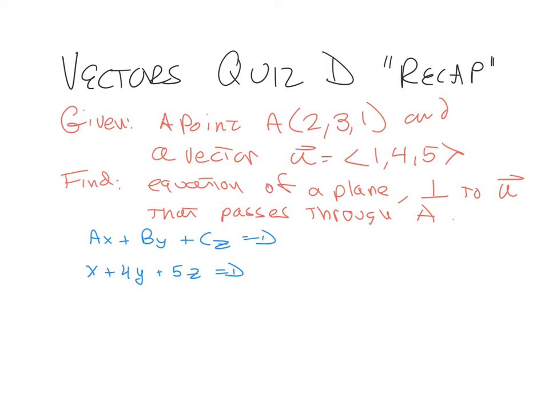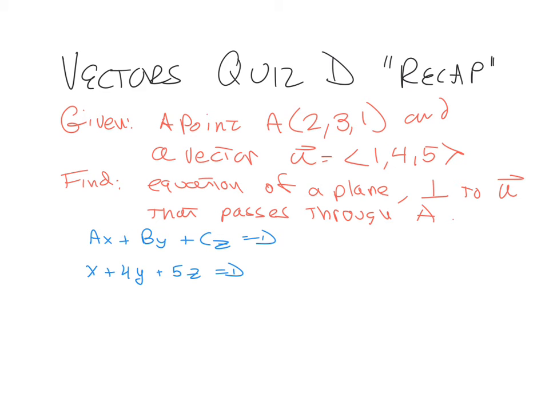which is the perpendicular vector. So the next step is to say, well, we know that this point A at 2, 3, 1 will work in this equation. So if we substitute the x, y, and z coordinates for point A into this equation, we'll be able to evaluate the left-hand side and determine what the value of d is.